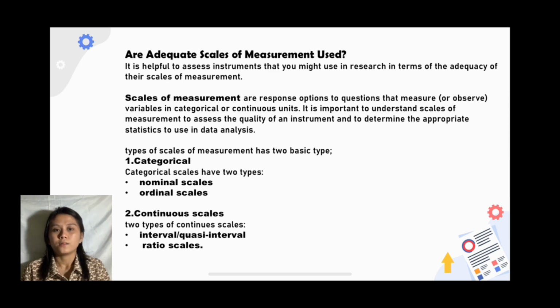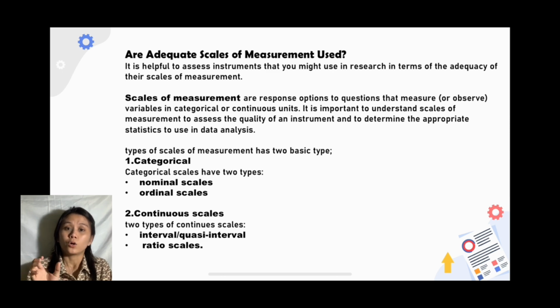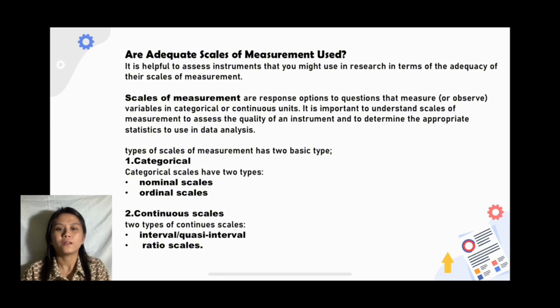And the other one is the ordinal scale. An ordinal scale is a type of categorical scale where responses are categorized into distinct groups with an inherent order or ranking, but the differences between the categories are not necessarily equal or quantifiable. Examples include ratings of satisfaction such as very dissatisfied, somewhat dissatisfied, neutral, somewhat satisfied, and very satisfied. Or it could be educational levels such as high school diploma, bachelor's degree, master's degree, and doctoral degree.